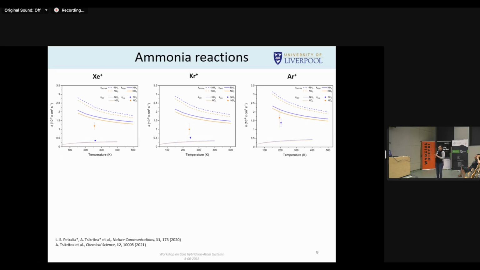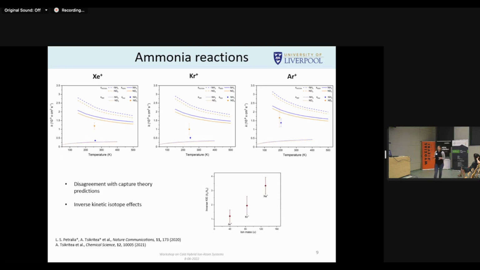There are a few details in these graphs, starting with the fact that all of our experimentally calculated rate coefficients are lower than the predictions from the capture theory.